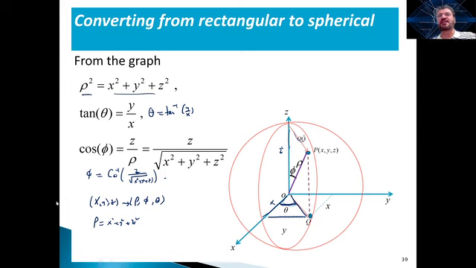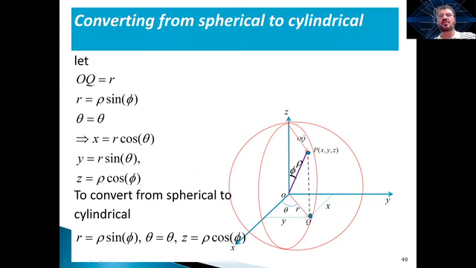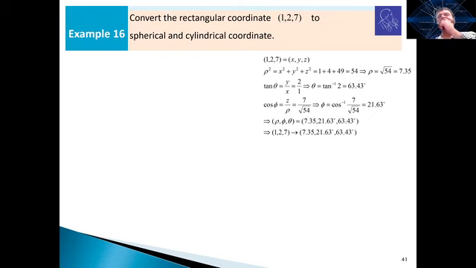That's it. Let's look at this example. Convert this rectangular coordinate to spherical and cylindrical. So we have 1, 2, and 7. This is x, y, and z. How do we go to spherical now? So what's rho? It's the square root of 1 squared plus 2 squared plus 7 squared, which is equal to the square root of 54. That's rho, guys, which is 7.35, something like this.